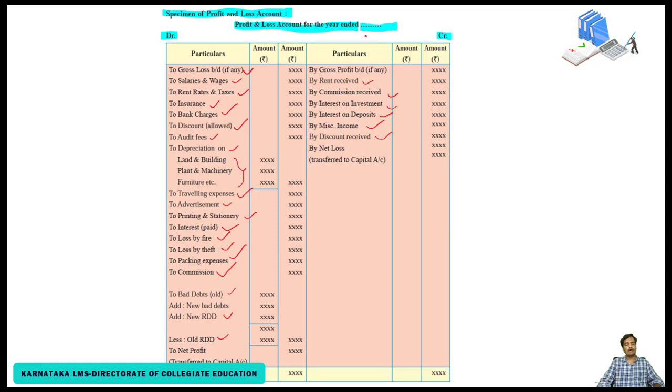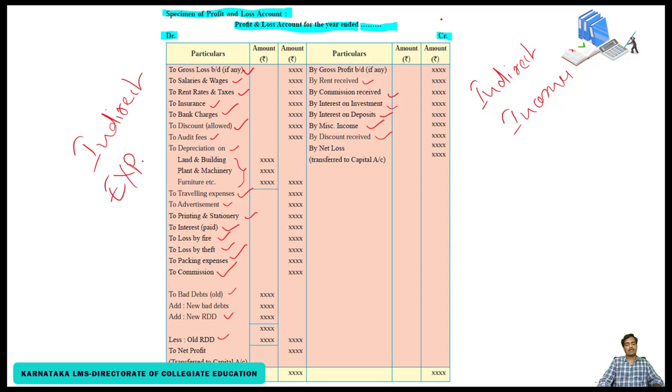So on the credit side of the profit and loss account, all indirect incomes, whatever indirect incomes there are, we have to show them here. And whatever indirect expenses there are, all of them we have to show on the debit side in case of profit and loss account.